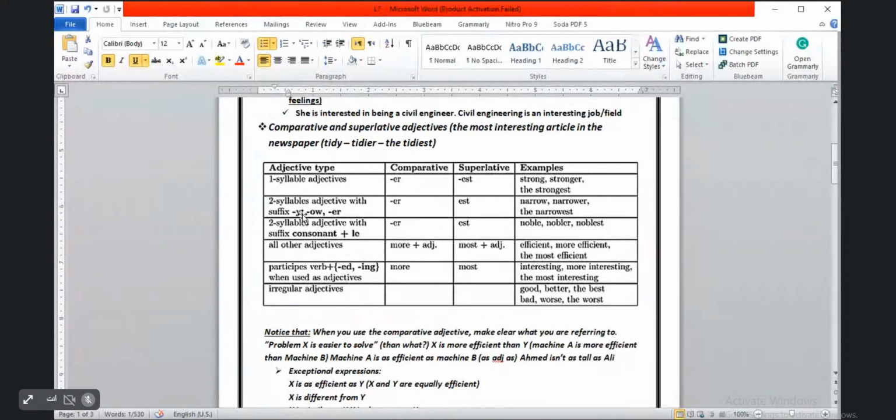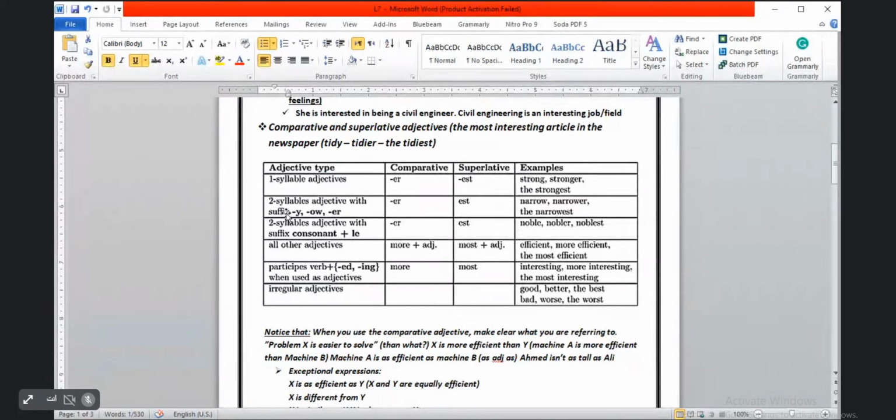For example, strong, we say stronger for comparison. And for superlative we use EST, so we say the strongest. That smell is stronger than this one. That one is the strongest. This house is bigger than that one. The other one is the biggest in the street. So this is comparison and superlative using ER and EST. Okay.